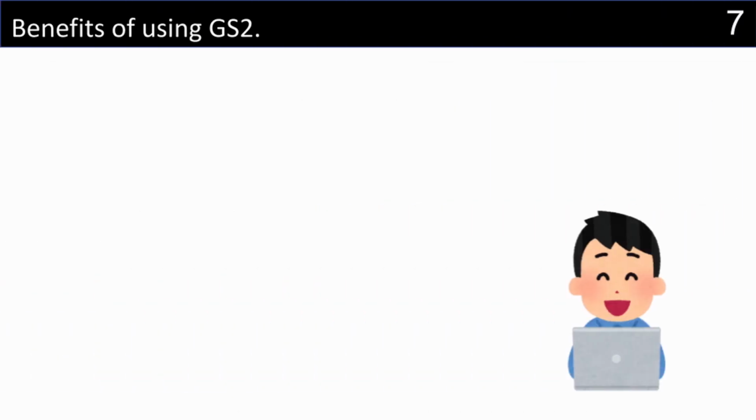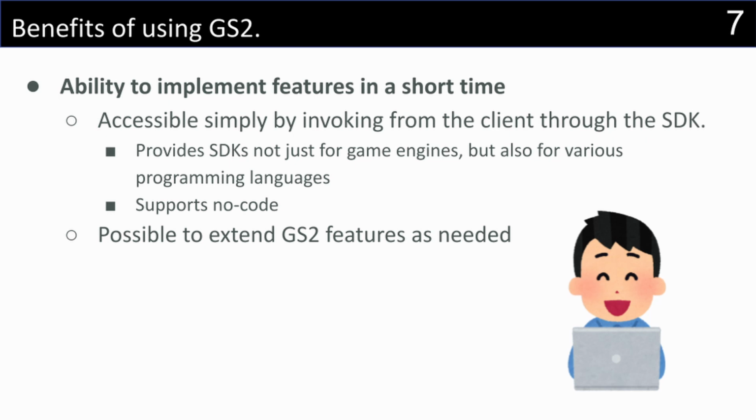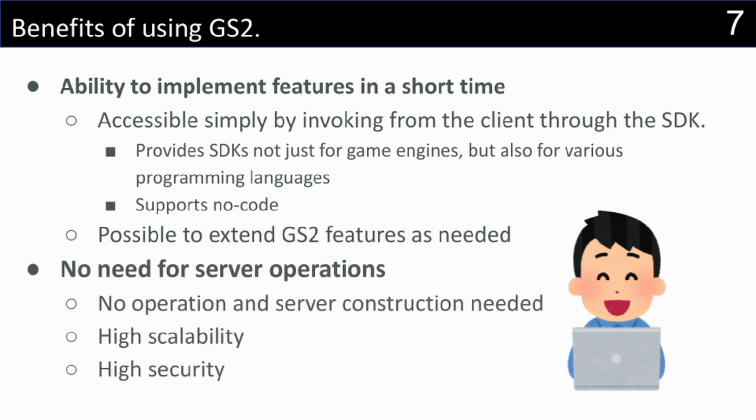To summarize, the key benefits of introducing GS2 are as follows. Firstly, various backend functions can be implemented swiftly. Basically, implementation is completed by simply calling GS2 functions from the client using the SDK. In terms of SDK, not only are the SDKs for game engines like Unreal Engine and Unity available, but they are also provided for major programming languages such as Python, TypeScript, and Go. Also, if the default functions alone cannot meet the required specifications, it's possible to extend the functions by using custom scripts.